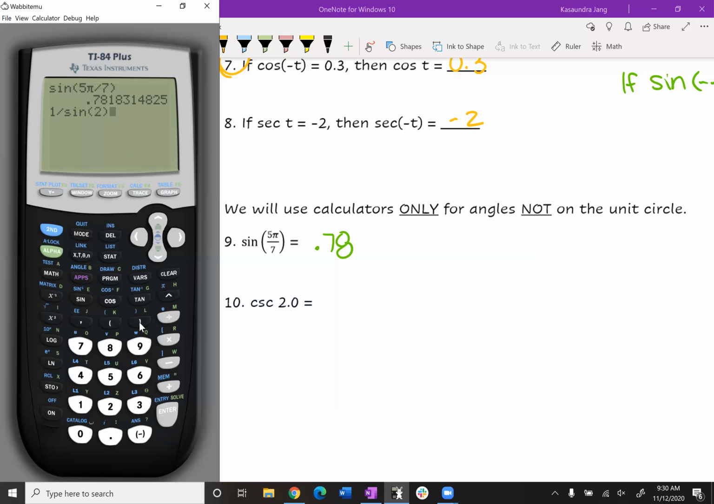My calculator has a little green thing above the COS, the power of -1. We are not doing that one to the power of -1. I'll talk to you about that in a sec. I'm doing 1 divided by sine of 2, or 2.0, something like that. All right, so if I round to the nearest hundredth, it would be like 1.1.